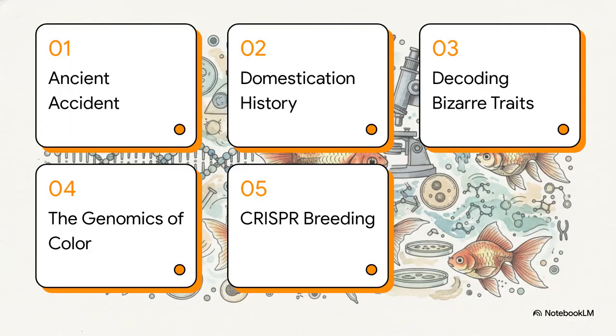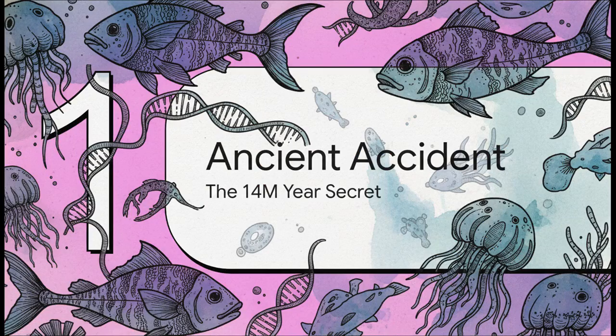To understand how, here is our agenda. 1. The ancient genetic accident. 2. Domestication and diversity loss. 3. Decoding those bizarre goldfish traits. 4. The genomics of color. And finally, 5. The CRISPR breeding revolution. Let's get into it. Starting with Section 1.